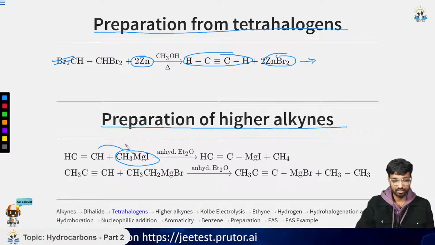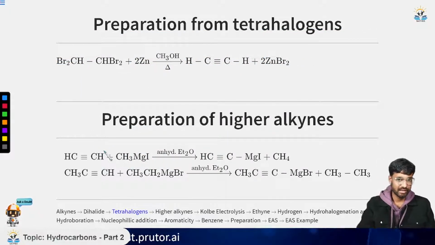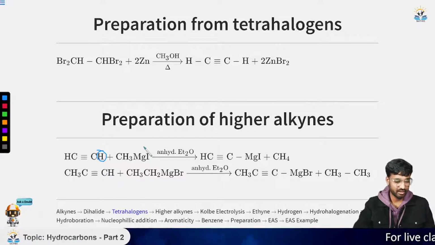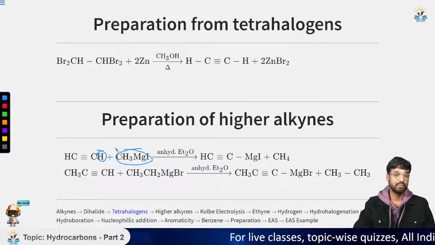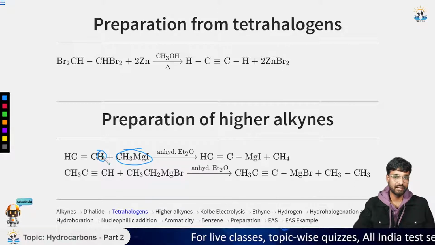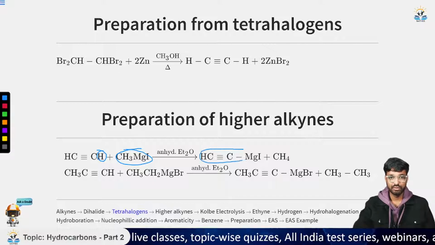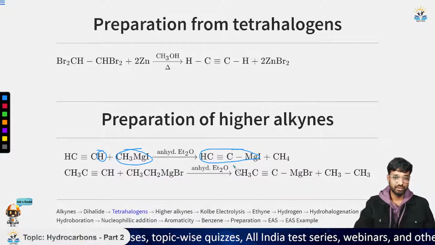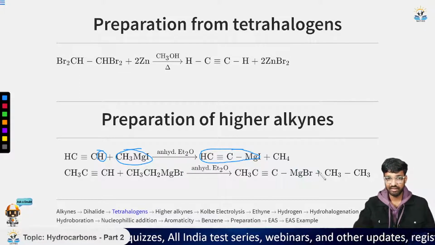So why is it reacting like this? Because I mentioned earlier also that this hydrogen is acidic in nature, and nucleophilicity and basicity are competitive factors here. But since this hydrogen is very acidic in nature, this Grignard reagent acts as a proton abstractor, or as a base, and abstracts a proton from here. Now we have got another nucleophile. This nucleophile attacks on any haloalkane, and we get our required product.